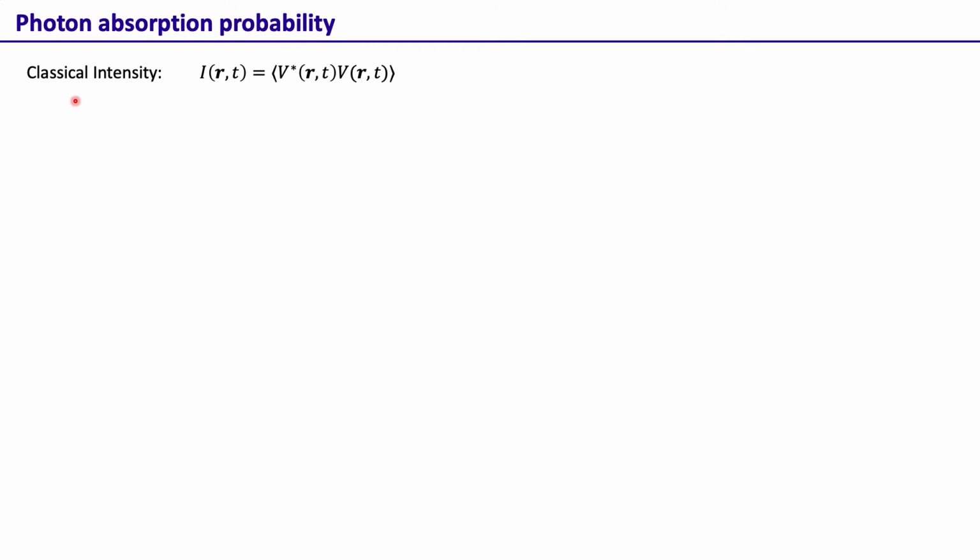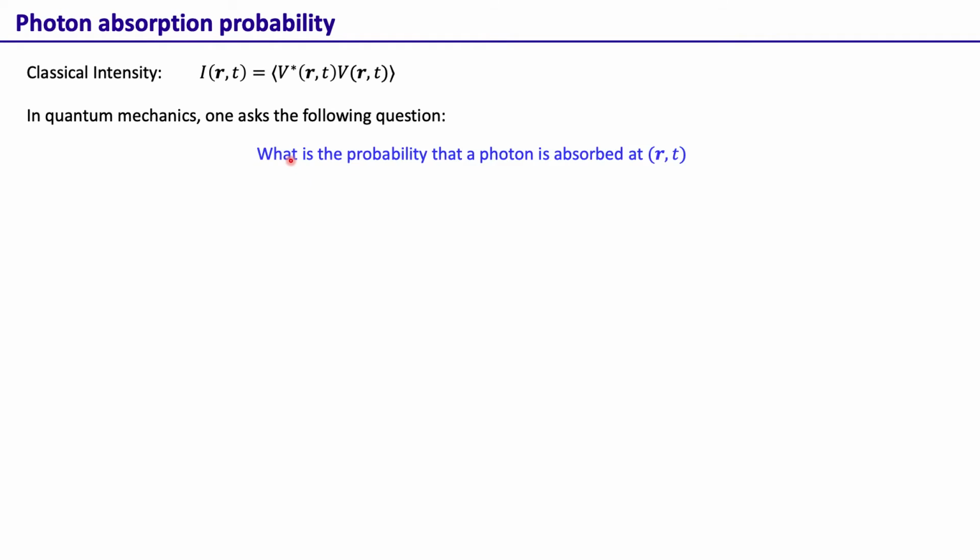So in the classical description, the first concept we encountered when dealing with coherence theory is the concept of intensity, and the classical intensity is defined as V star (r,t) V(r,t), an ensemble average. Now in quantum mechanics, we don't have the concept of intensity. One rather asks the following question: what is the probability that a photon is absorbed at (r,t)?